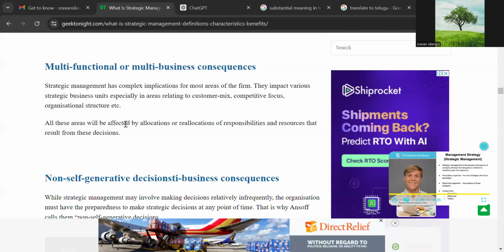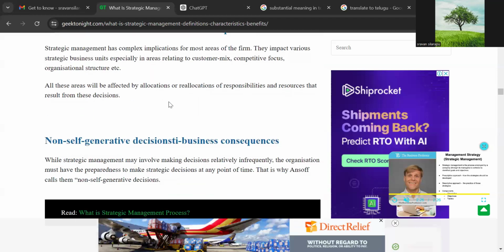All these areas will be affected by the allocations and reallocations of responsibilities and resources that result from these decisions. One firm assigns responsibilities and duties to its labor, so it is affected by allocations and reallocations of resources. Correct decisions give correct results. So this is multifunctional or multi-business consequences.